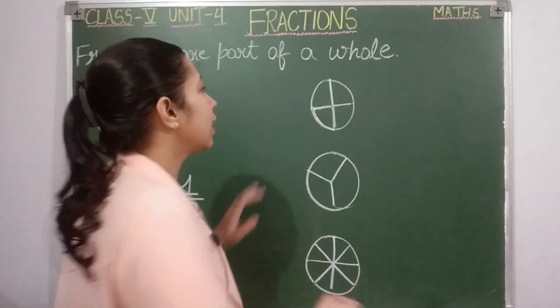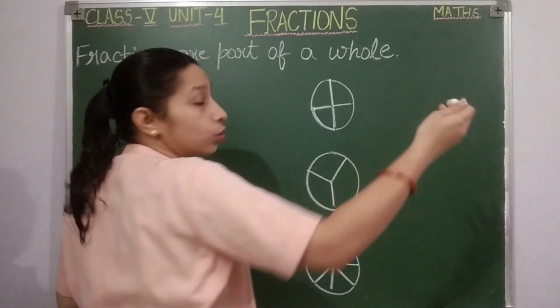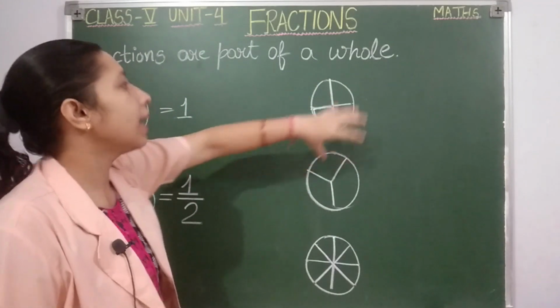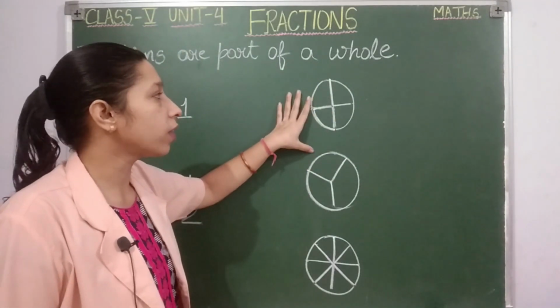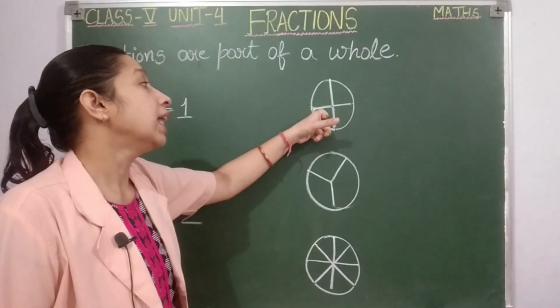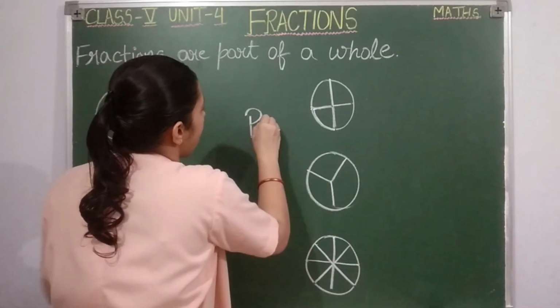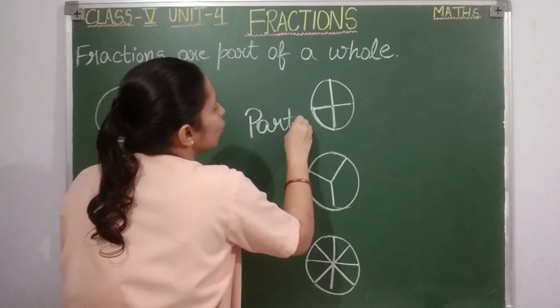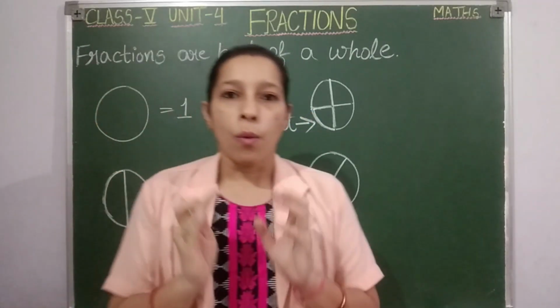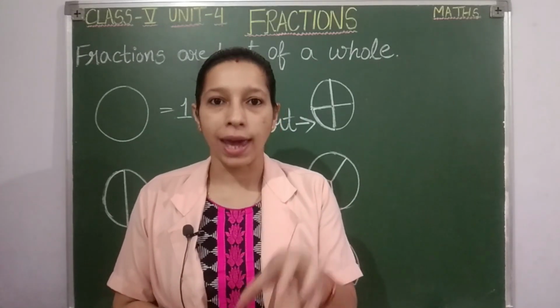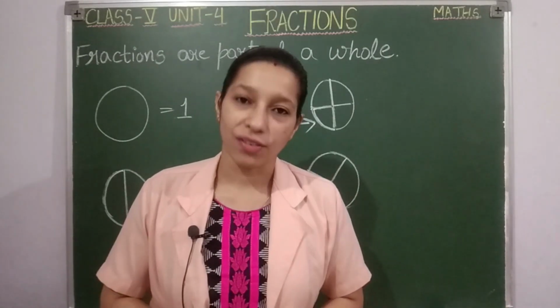Is it possible that here you are going to write 1 2 3 or 4? No, that will be 1. If you are writing 1, that means you are writing a complete circle. You are giving the number for complete circle. But I want the number for this part only. So my dear students, when you name a part of something, that part is known as fraction.